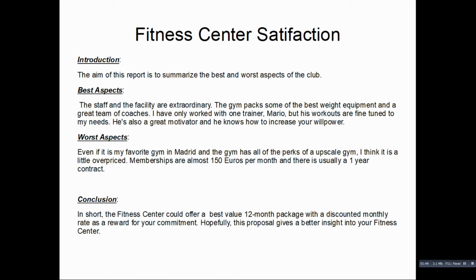So it should be in this way. We have the title, fitness and satisfaction, then the introduction with a sentence that you can use. The aim of this report is to summarize the best and worst aspects of the club. Then the body, the best aspects, the worst aspects, and then a conclusion or a recommendation.